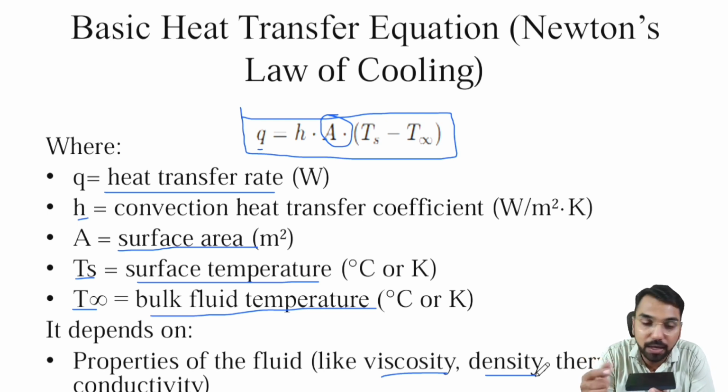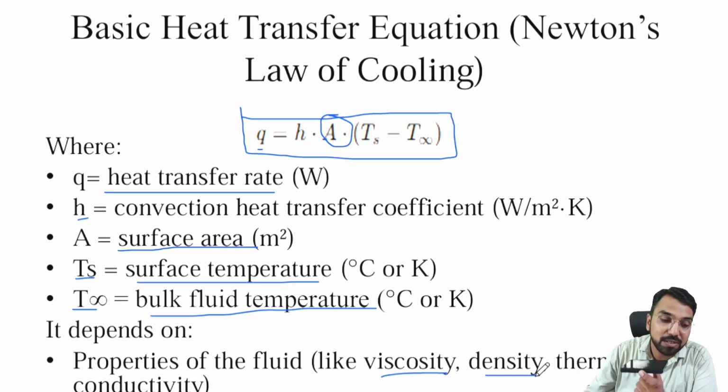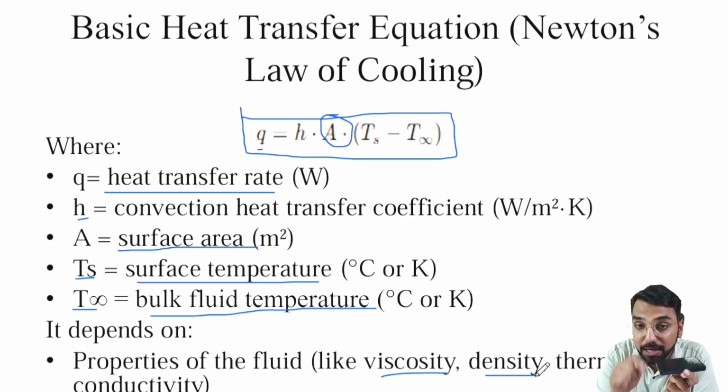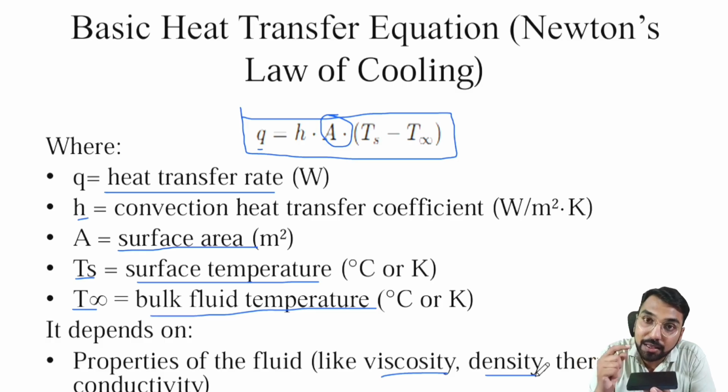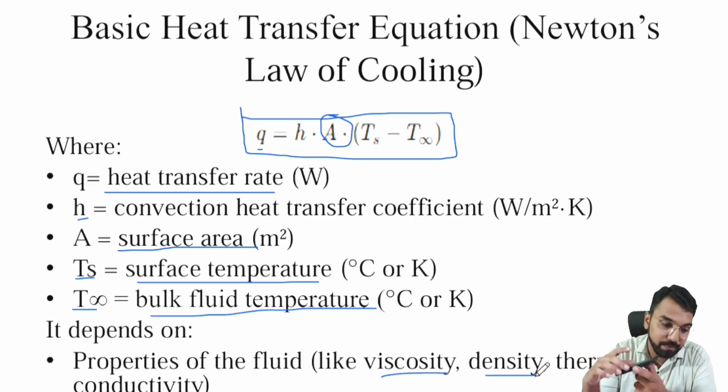If the density of the fluid flow is less, then H will be more and heat transfer will be more. Similarly, for thermal conductivity it is the reverse: if the thermal conductivity of the fluid is more, then the heat transfer will be more and the value of H will be more. So, nature of fluid flow.